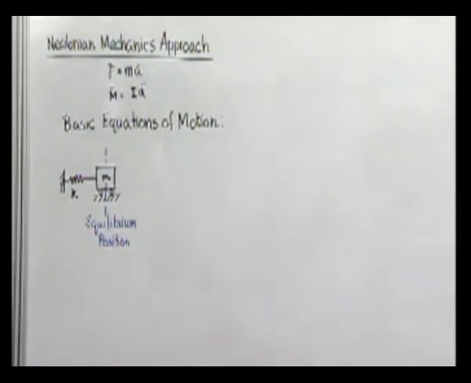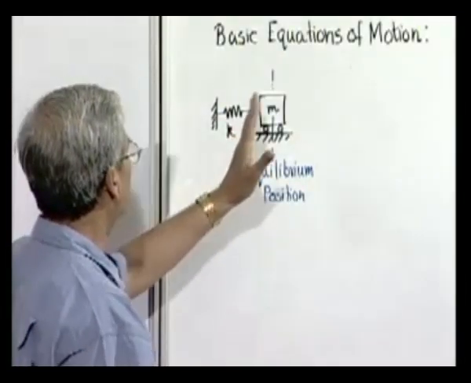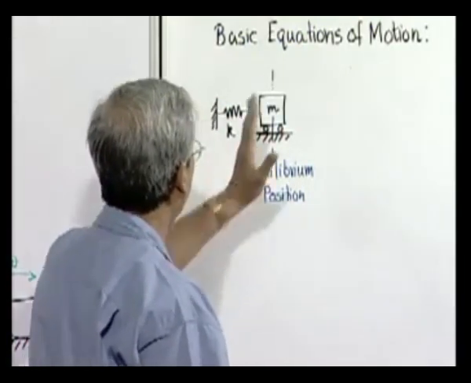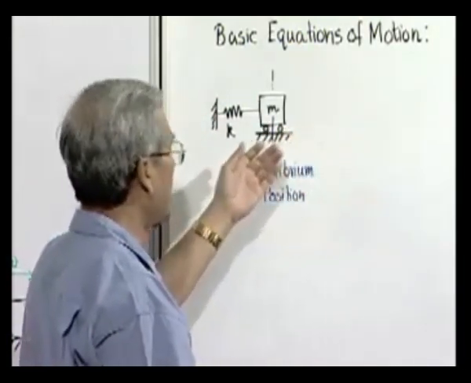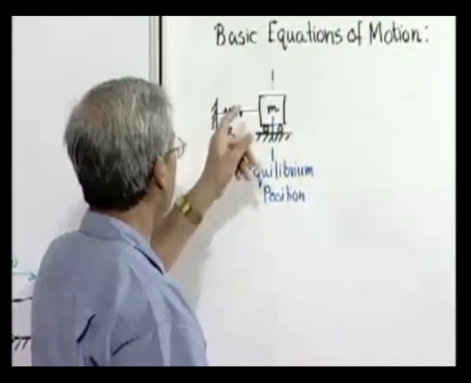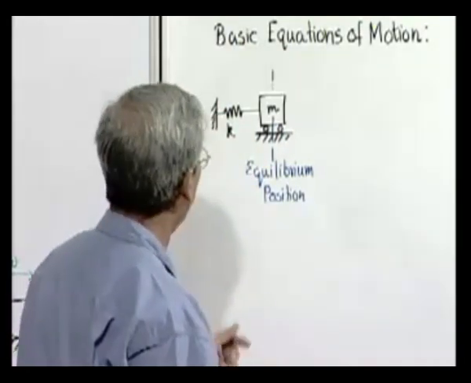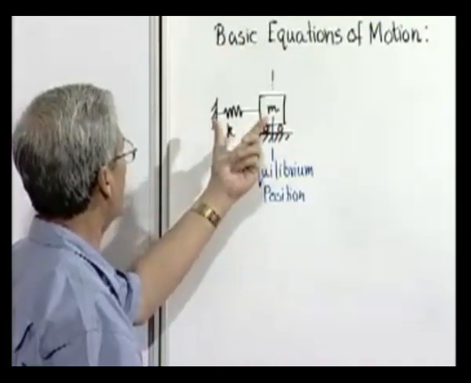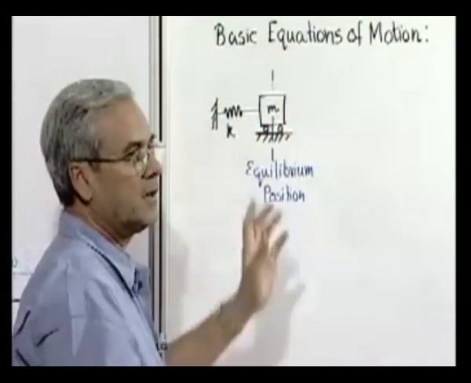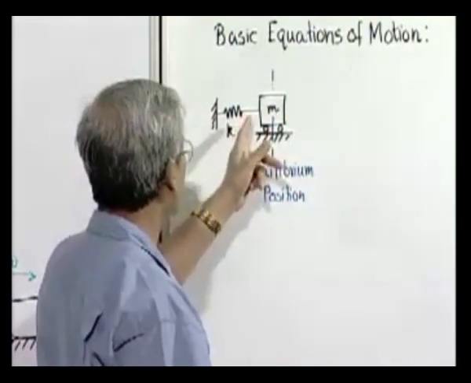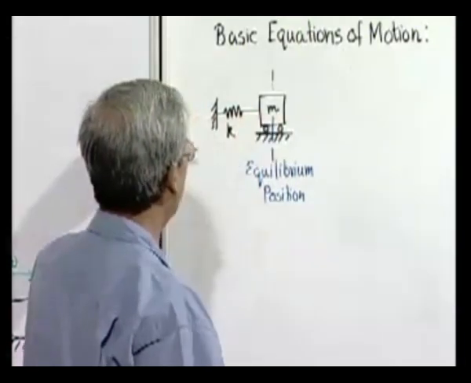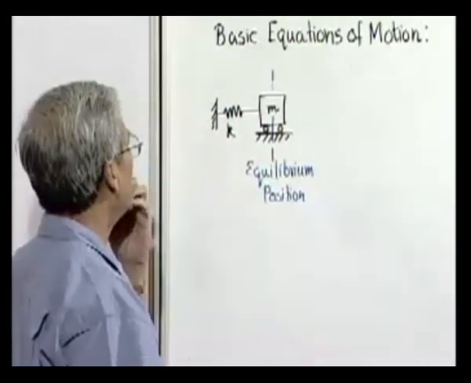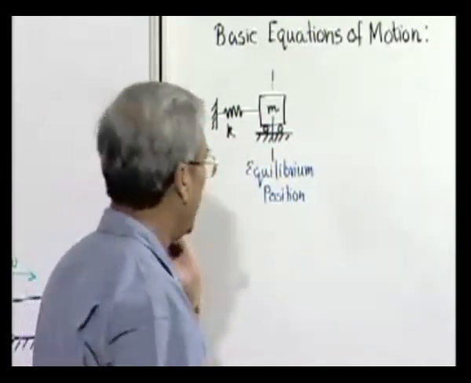What does it mean? It means that if left alone, it will remain in this position. If you disturb it a little bit, it will try to come back to this position, because this spring is there. And therefore, obviously, under this situation, the total force acting on this mass will be 0. That is, in this particular case, the spring force will be 0 in the horizontal direction, which means that this spring is at natural length.